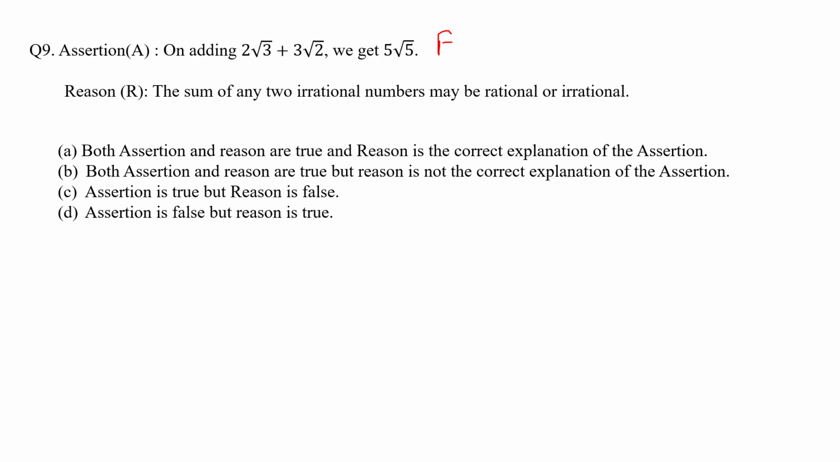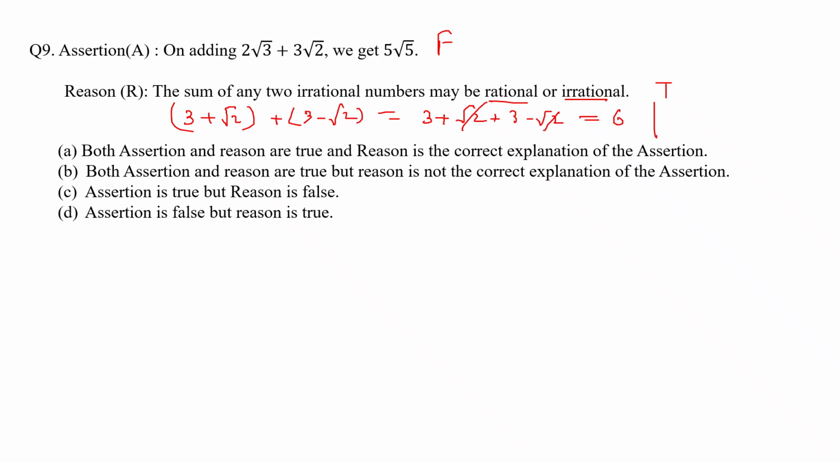Next, the reason is: the sum of two irrational numbers may be rational or irrational. So this statement is true. Why? I'm giving one example. Suppose I'm taking 3 plus root 2 and 3 minus root 2 and I'm going to add them. As both are irrational, 3 plus root 2 is irrational, 3 minus root 2 is also irrational. But when I add them, you can find that my answer will be rational, isn't it? 3 plus 3 is 6. So this is correct. It can be rational, it can be irrational also.